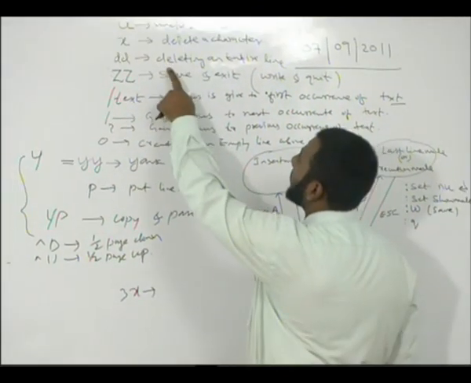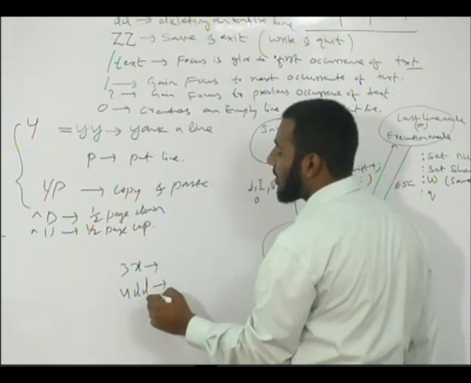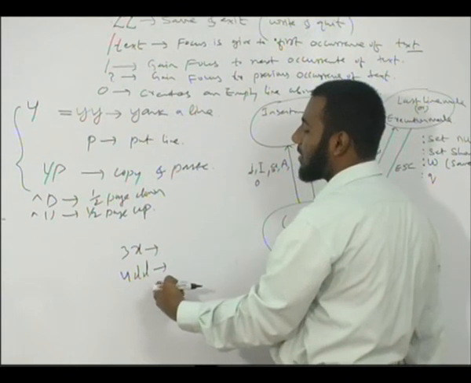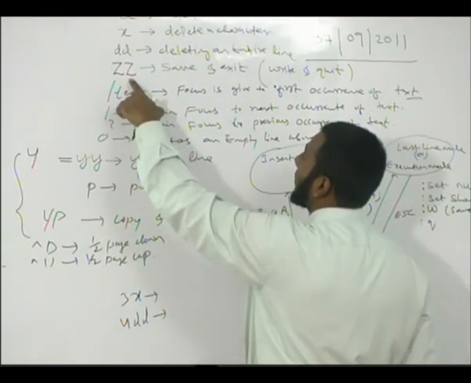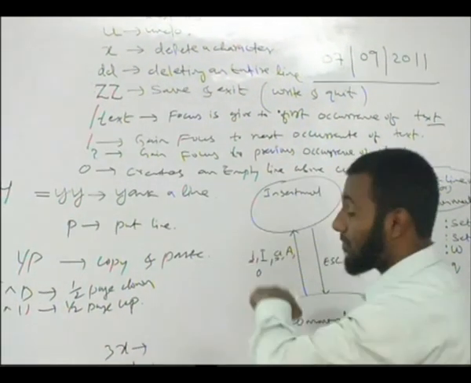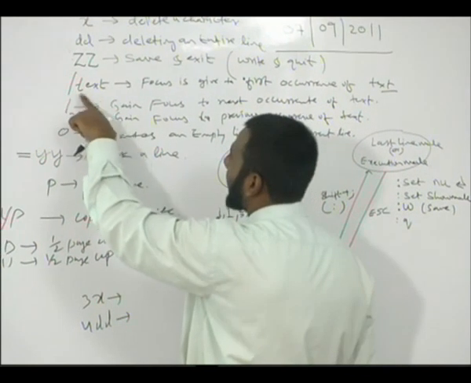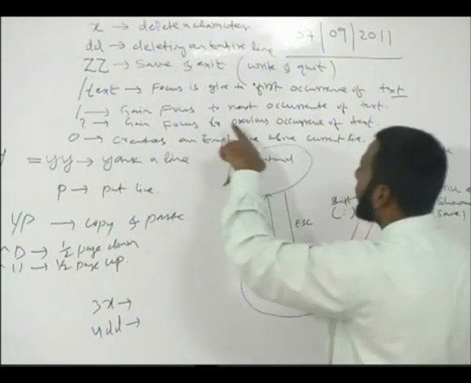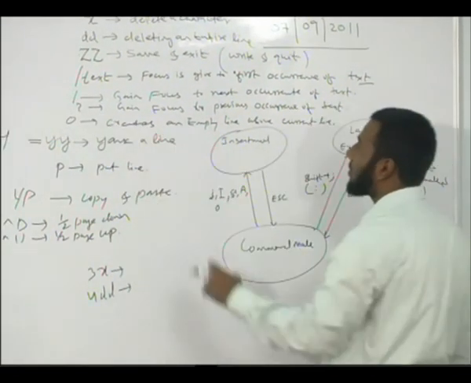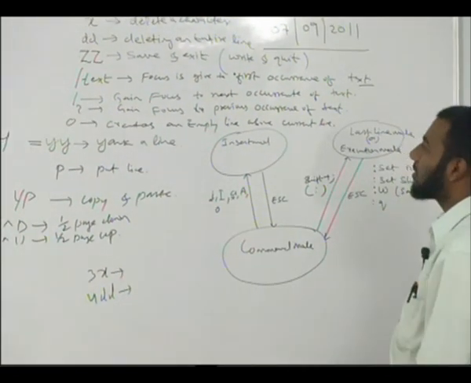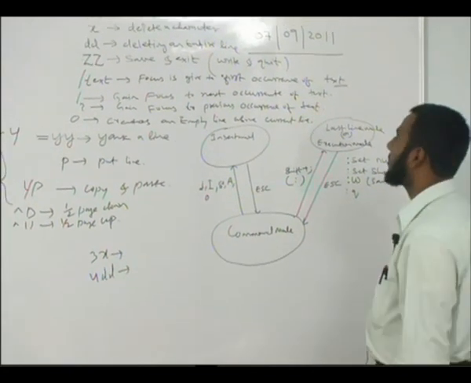DD is used for deleting an entire line, and I can also write a number preceding DD. It means it deletes 4 lines. Okay, and uppercase ZZ is used for save and exit from command mode. Okay, and slash text, forward slash, is used to gain focus to the next occurrence of the text, and the question mark is used to gain focus to the previous occurrence of the text. So you can use this for searching next occurrences or previous occurrences.